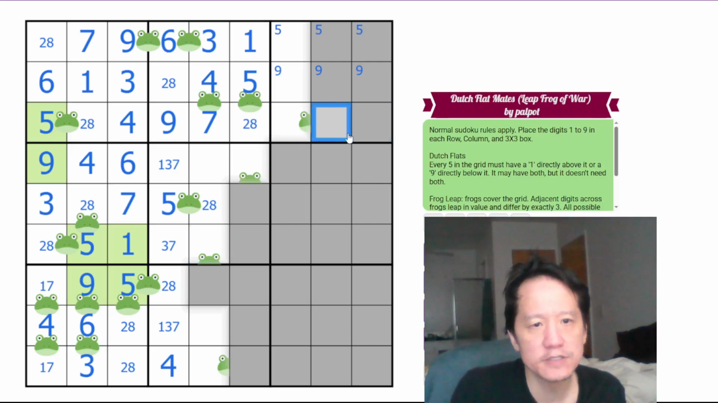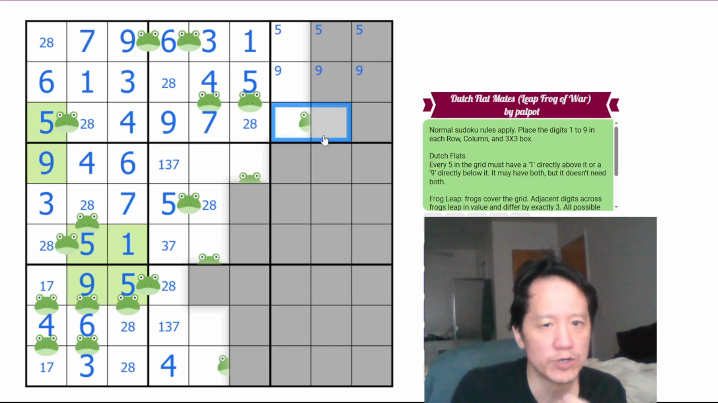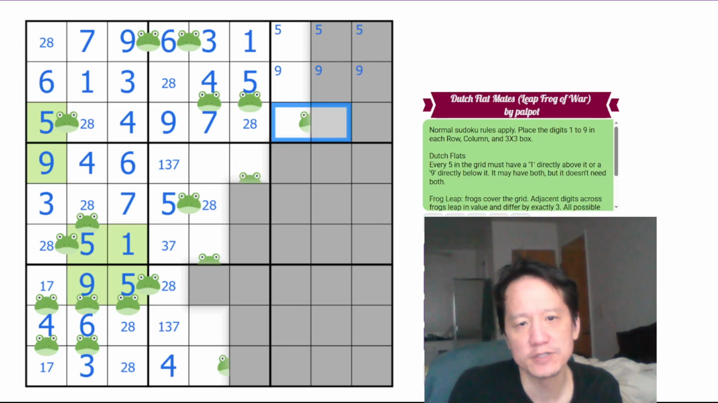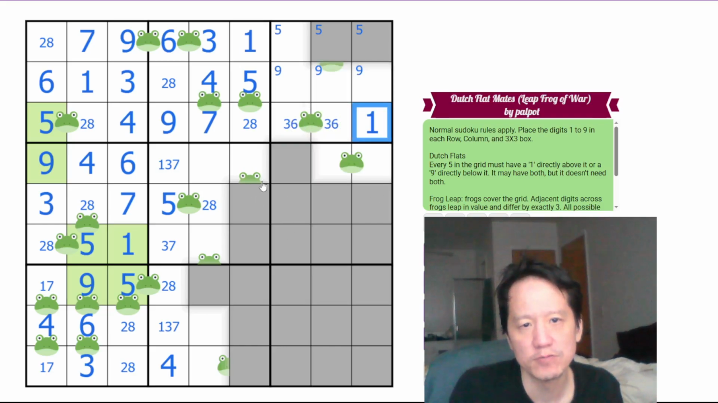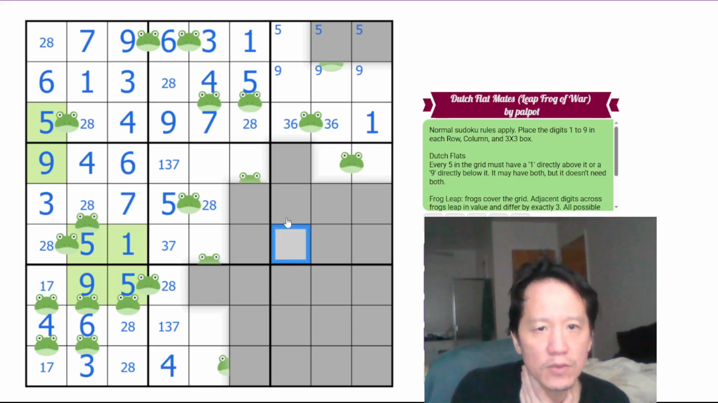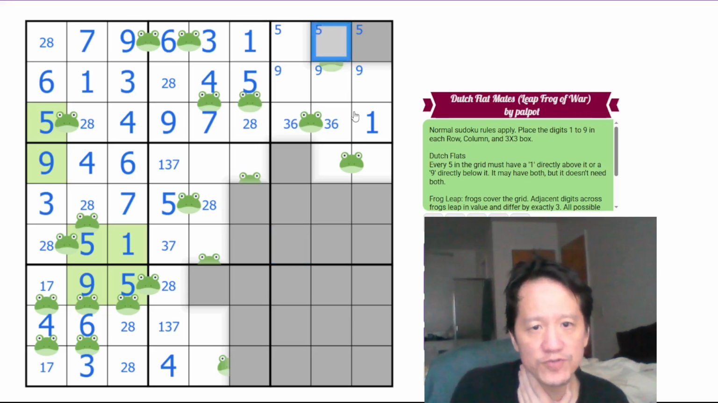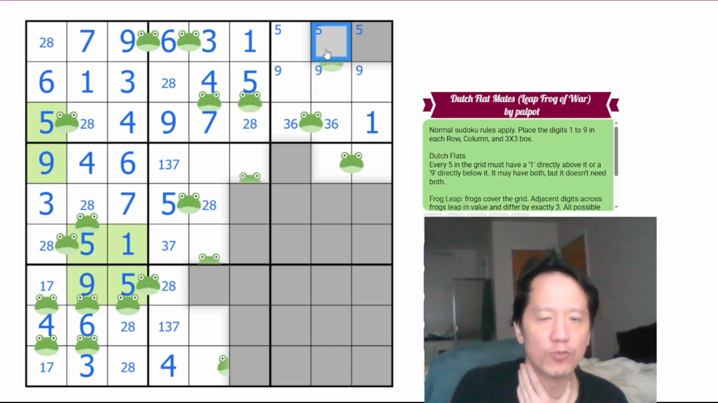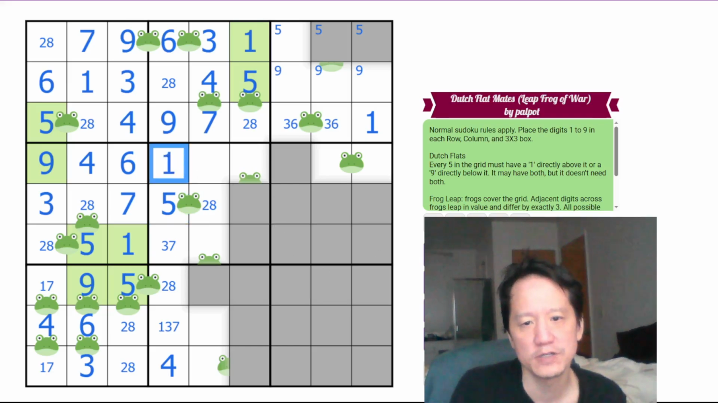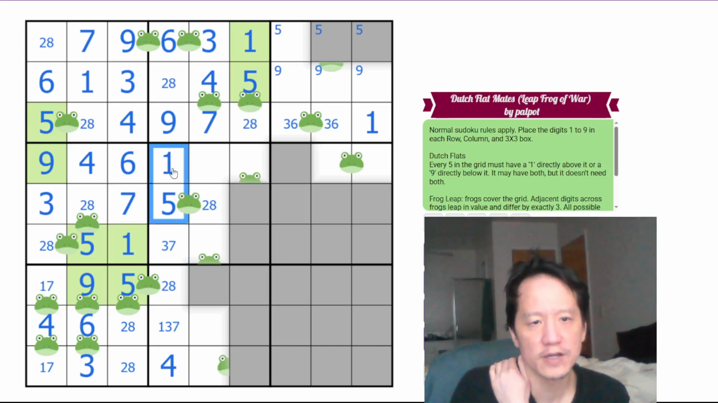The remaining digits in row 3 are 1, 3, and 6. And the only ones that are 3 away from each other are 3 and 6. So this is 3 and 6. This must be a 1. If this were 5, since there's a frog in between them, it could no longer be 9. And therefore, this 5 would not have a 1 above it or a 9 below it. So that's not valid. This 5 has to have a 1 above it or a 9 below it. So this must be a 1, which means this is satisfied now.